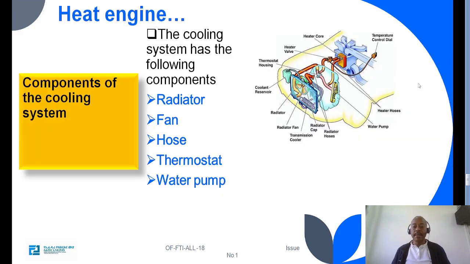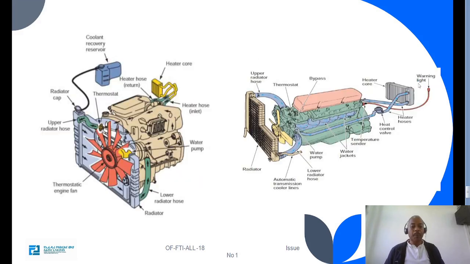Components of the cooling system. The cooling system has the following components: radiator, fan, hose, thermostat, water pump. These two pictures show the different constructions of the cooling system, so we can study it part by part.